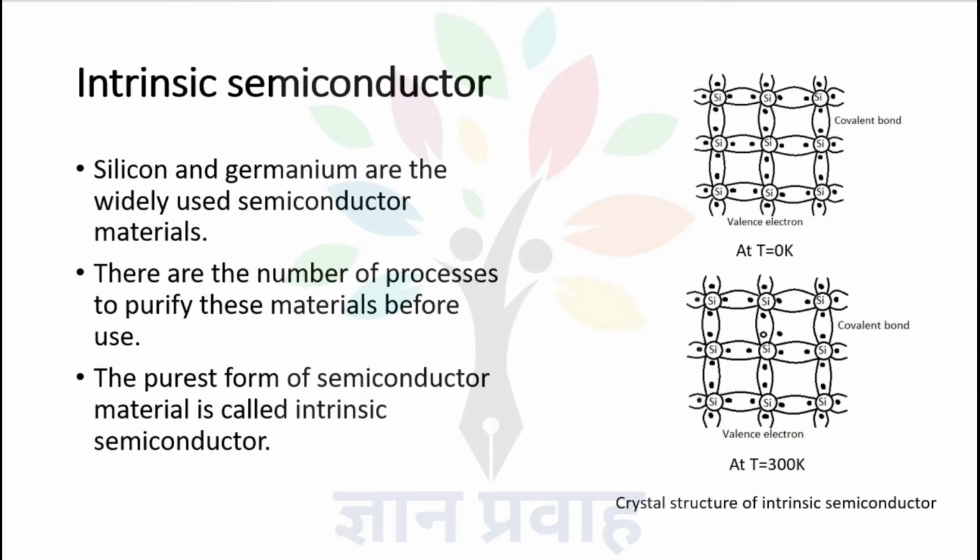Intrinsic semiconductor. Semiconductors are of two types, intrinsic and extrinsic semiconductors. Intrinsic semiconductor is the purest form of semiconductor. So semiconductor elements are silicon and germanium, which are widely used for making semiconductor devices. And there are a number of processes to purify these elements before use.